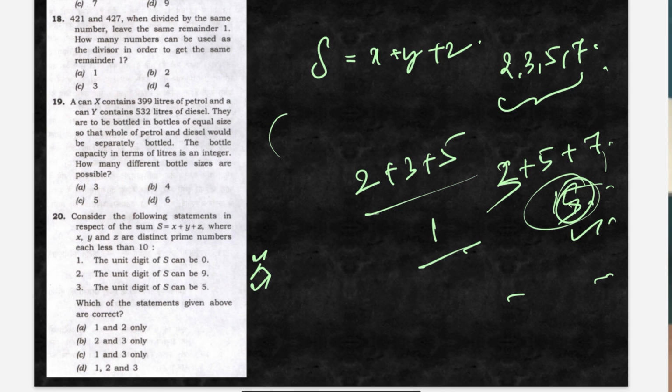10, 12, no, it's not. So only two statements are right. First and third is right. So option C is the right answer. Alright, very, very simple. Correct? You don't need any mathematical idea or formula. You only need to know what is unit digit, what is 10th digit.